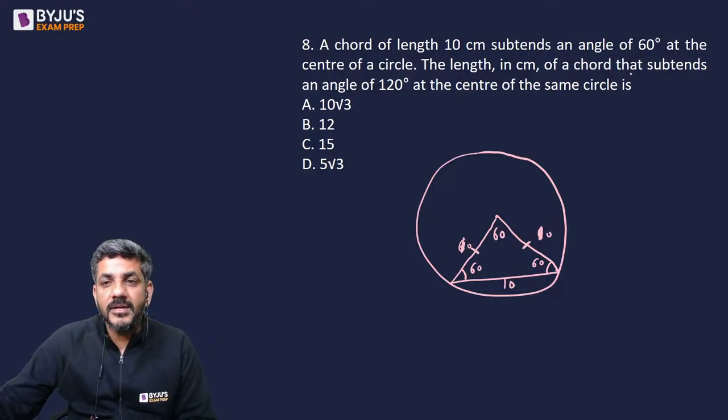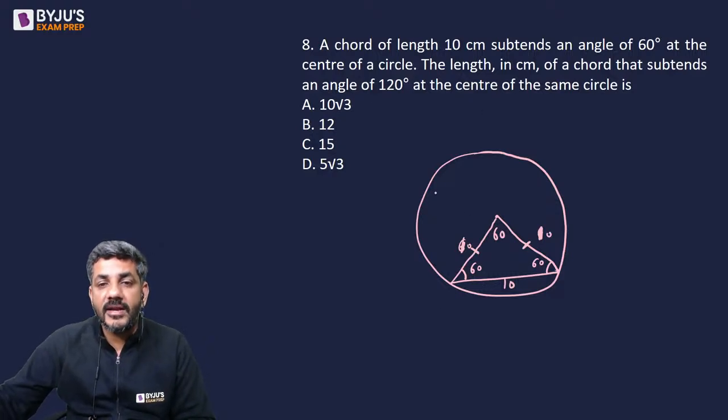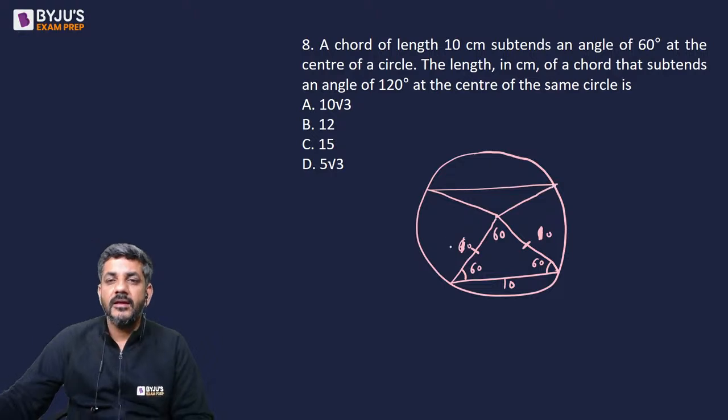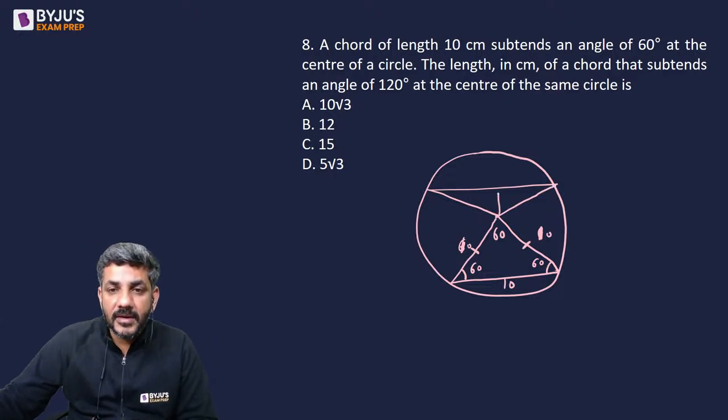The length in centimeter of the chord that subtends an angle of 120 degrees. There is another chord which subtends an angle of 120 degrees at the center. ये यहाँ 120 का एंगल बना रही है, इसकी लेंथ आपको बतानी है. यहां से हम परपेंडिकुलर ड्रॉप कर देते हैं. Because it was subtending 120 degrees, तो एंगल 60 का हो जाएगा. ये 90 का है, ये 30 का है, ये रेडियस आपका 10 है.